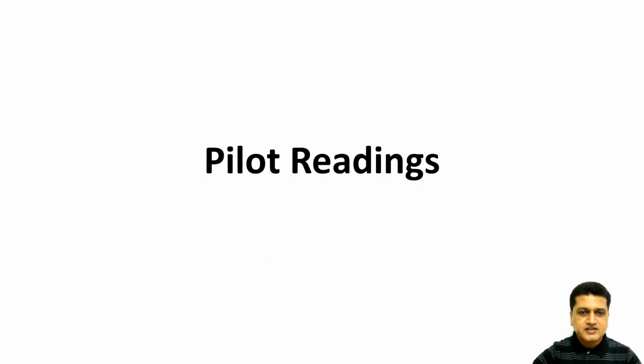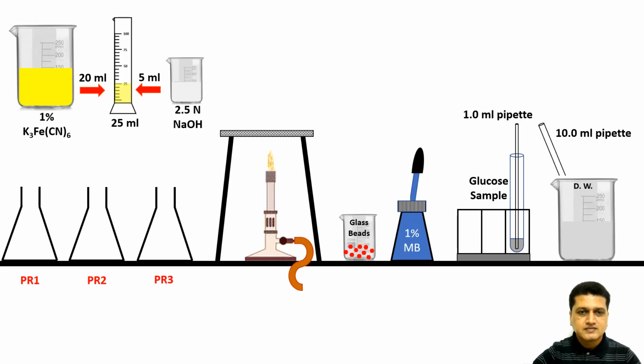Now, first we have to take 3 pilot readings. For this, take 20 ml of 1% potassium ferricyanide and 5 ml of 2.5 normal sodium hydroxide in a measuring cylinder and mix it to get yellow colored mixture.